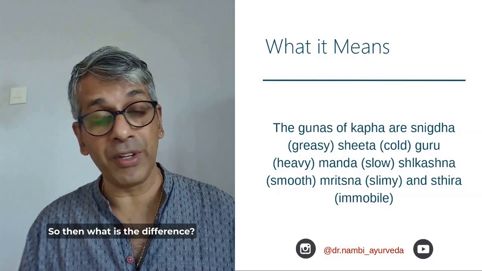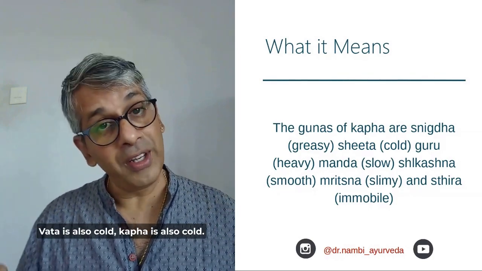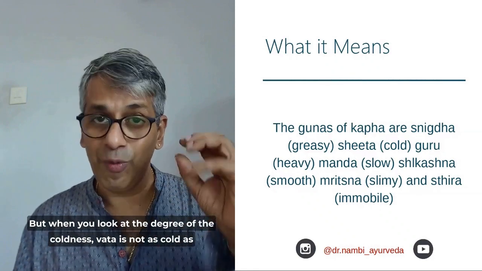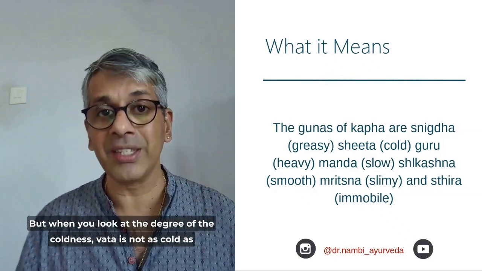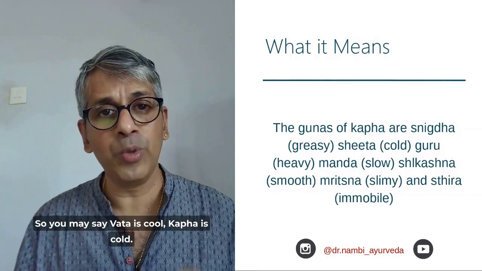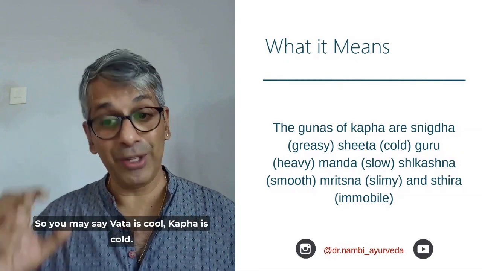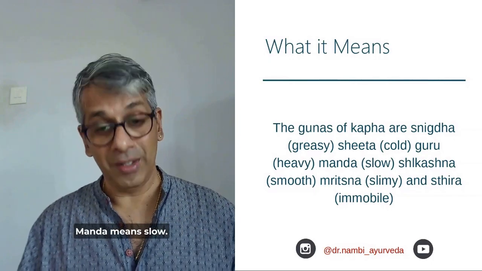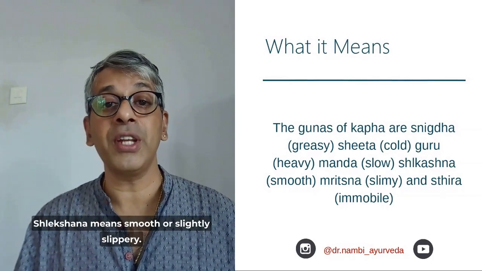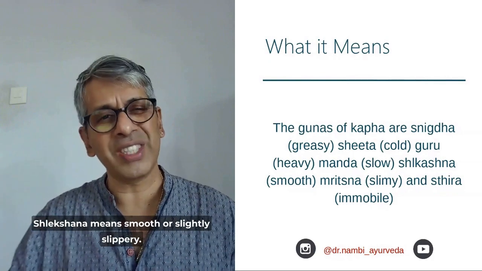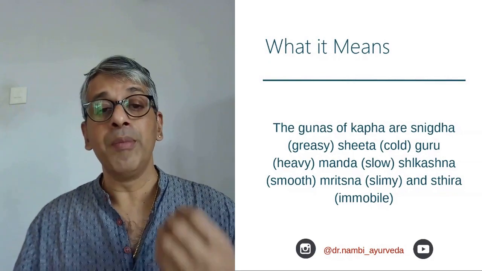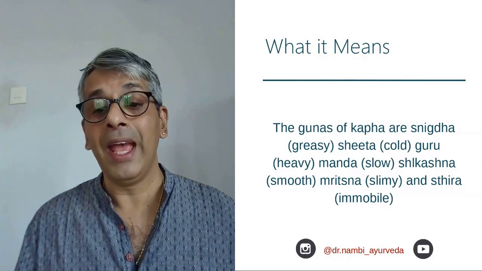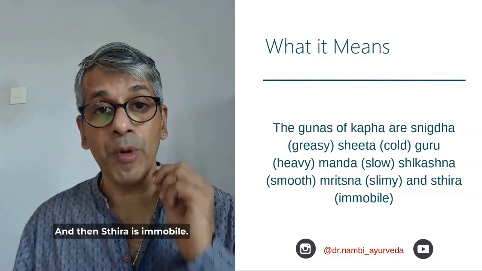So then what is the difference? Vata is also cold, kapha is also cold. But when you look at the degree of the coldness, vata is not as cold as kapha. So you may say vata is cool, kapha is cold. Guru means heavy. Manda means slow. Shlekshna means smooth or slightly slippery. Mritsna is slimy, it is sticky. And Sthira is immobile.